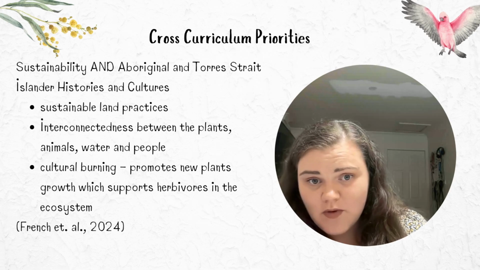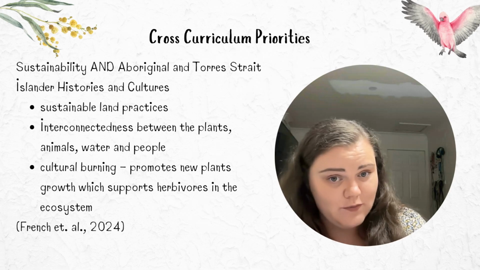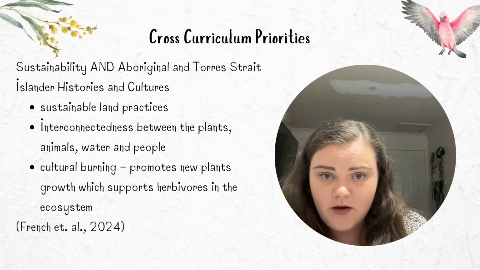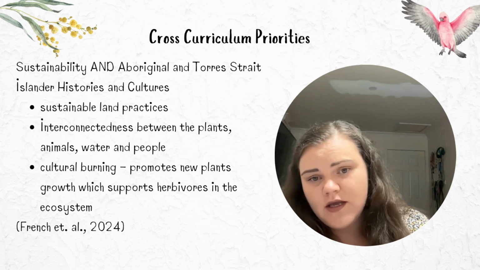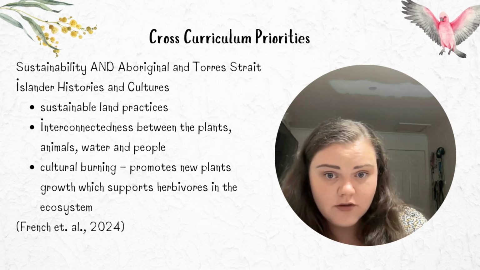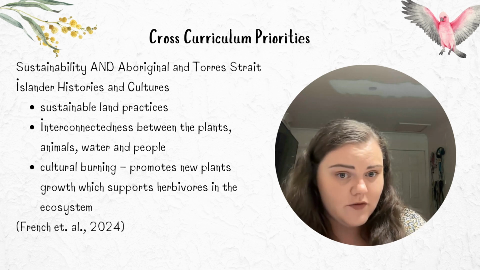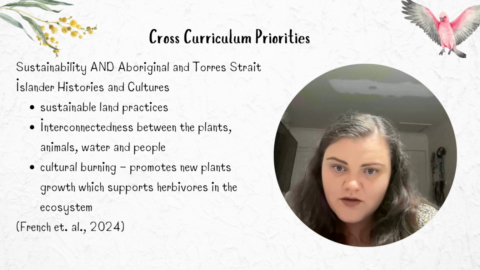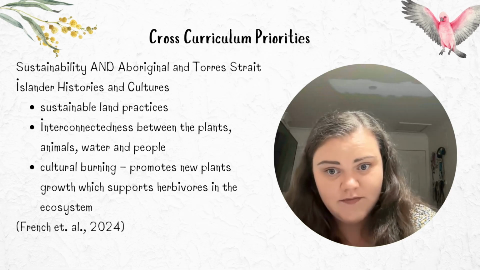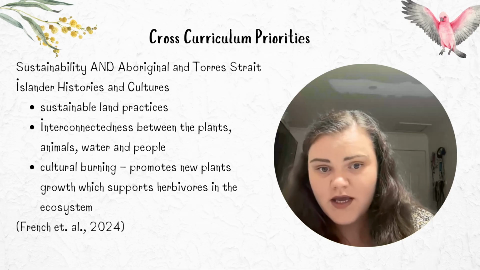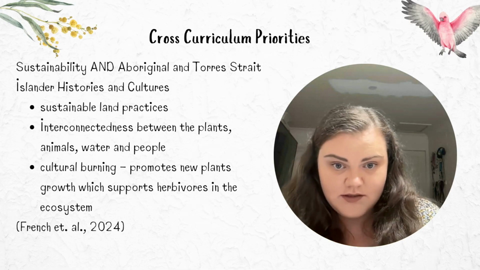So they've created a multimodal text that demonstrates the interconnectedness between plants, animals, water, and people, which is a core part of the Aboriginal Torres Strait Islander histories and cultures that they would have been learning about. They also would have been learning about the cultural burning practice that promotes new plant growth, which supports herbivores in the ecosystem. So to promote plant growth and ensure herbivores are cared for in the ecosystem and continue with the ripple effect is that they will do a cultural burn to reinvigorate the life in the grass and other plants in the area.